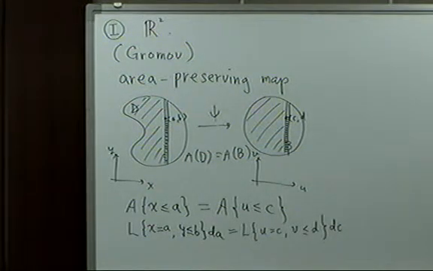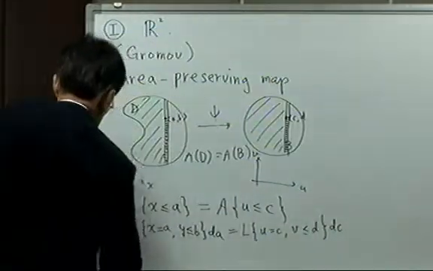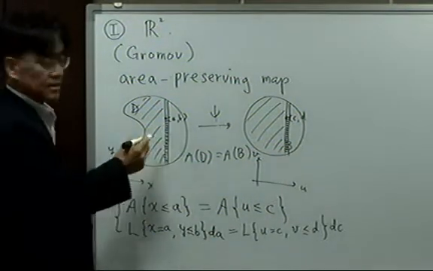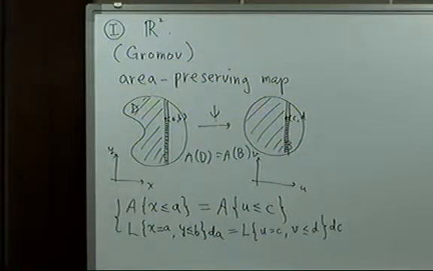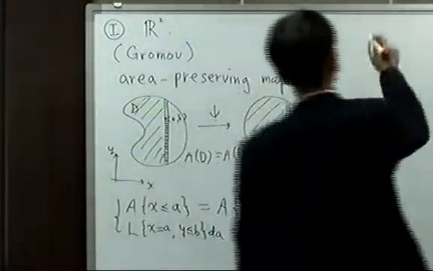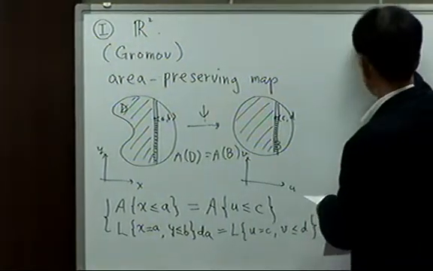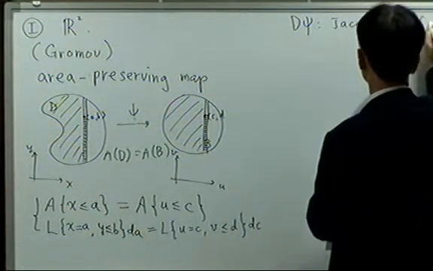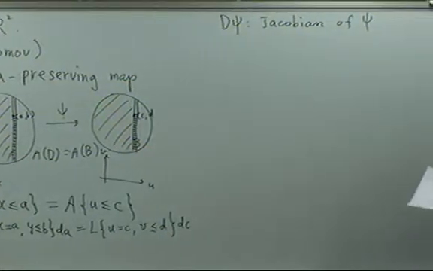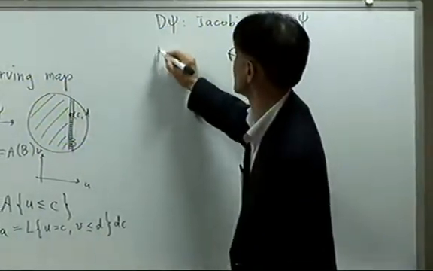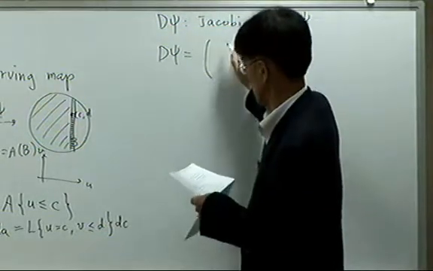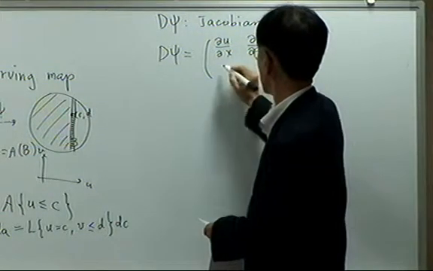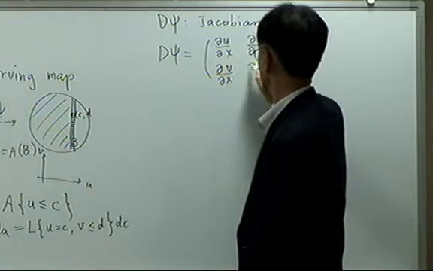Okay. So by these assumptions we can show easily that this map psi preserves area. Okay? So let d psi be the Jacobian of psi. Then d psi equals du/dx, du/dy, and dv/dx, dv/dy.